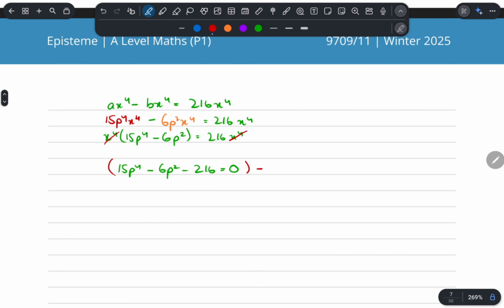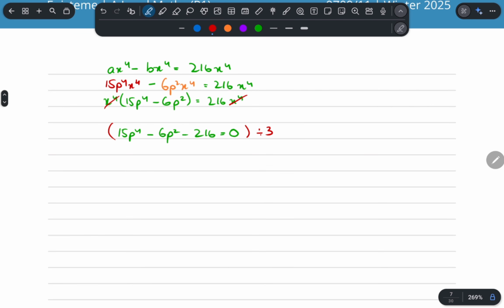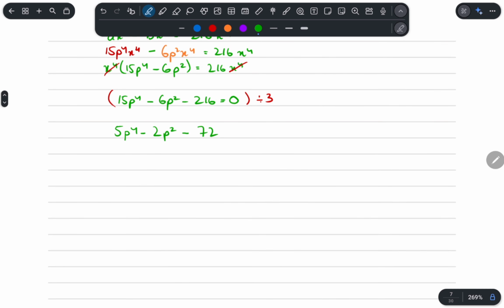Let's divide both sides by 3. We'll be left with 5p^4 minus 2p squared minus 72. Let me just check. Yes, it's coming out to be 216. This will be equal to 0.